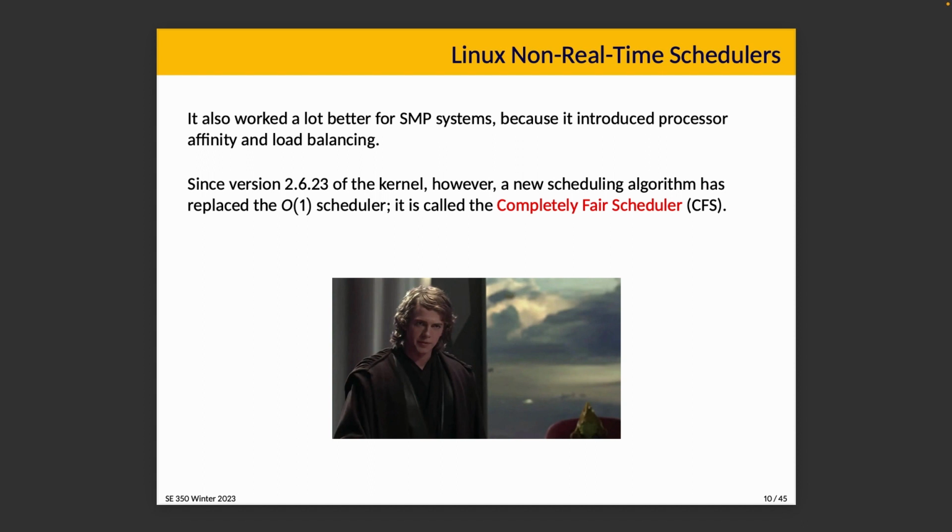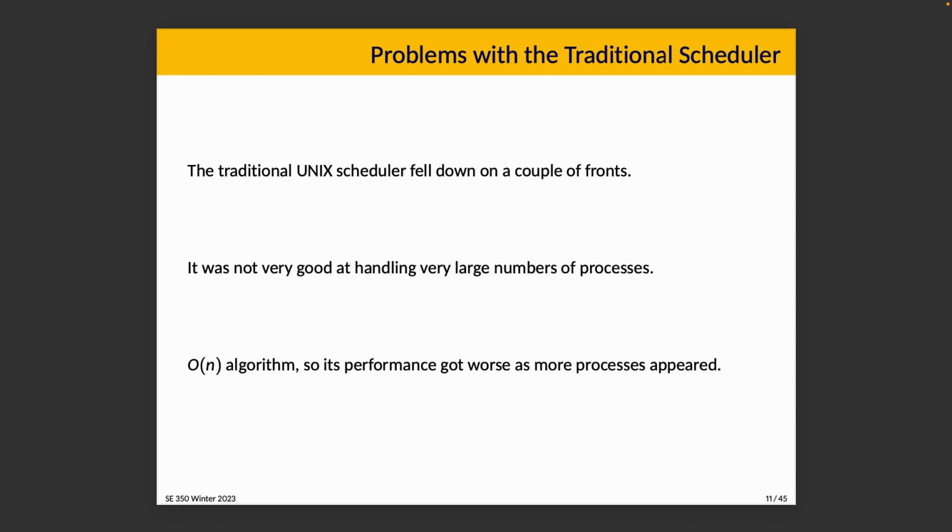Okay, so why did they want to replace the traditional scheduler? I mean, I mentioned already this idea of the SMP improvements and processor affinity and stuff like that. But a couple of observations, right? Number one, it's not very good at handling large numbers of processes. It's a linear time algorithm, so its performance gets worse as more processes appear in the system. And we see more processes appearing in the system over time, right?